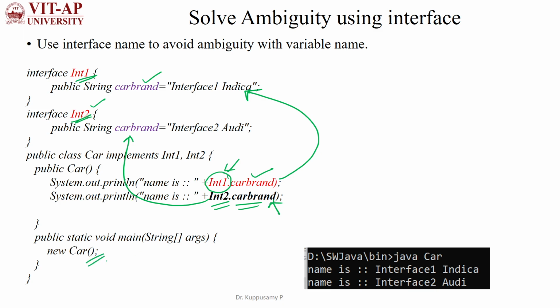Now when you invoke the method car, the control passes over here, and you get the variable names with the values defined over here, which gives you the names interface 1 and interface 2. This is the way to solve the ambiguity in Java, but it is not possible in the class.